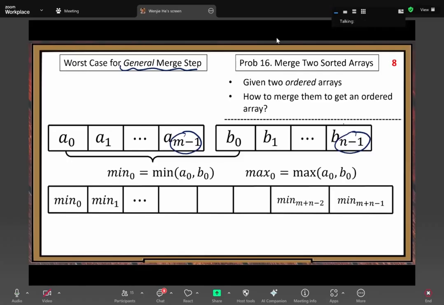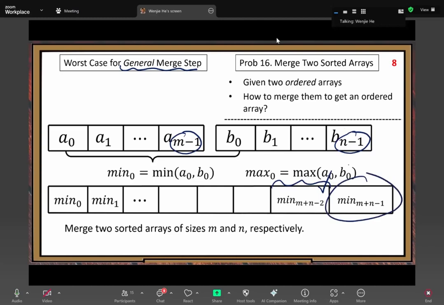In that case, for the worst case, it's still the same analysis. In the worst case, we need to do the last comparison to put the second to last element in place, and for the last element, no comparison. Same idea. So we can write the formula easily: the total number of elements minus 1.